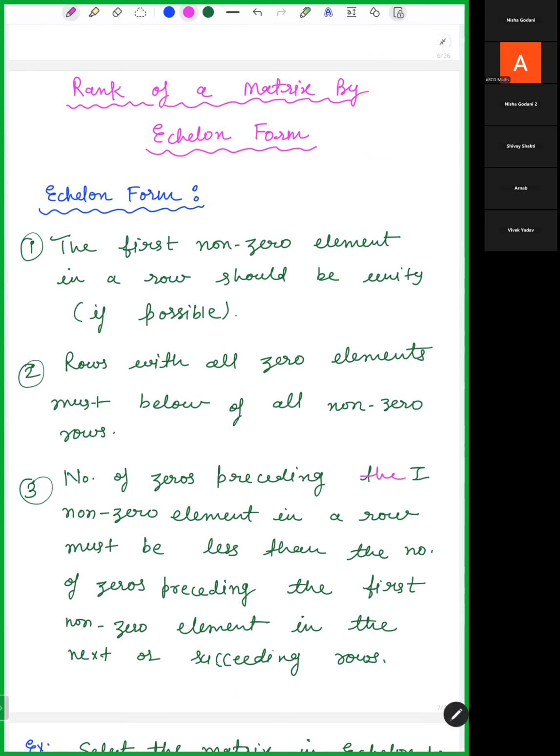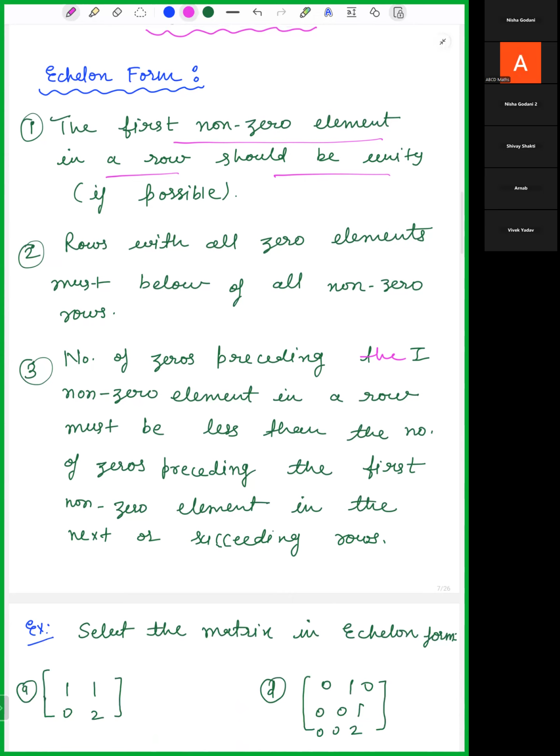The first point is that the first non-zero element in a row should be unity, should be 1 if possible. It is not compulsory to have it 1, but if it is 1 then okay, otherwise it will still work. So we try to make the first non-zero element in a row 1 if it is possible. The benefits of making it 1 you will learn when you study echelon form. Another point is that rows with all zero elements must be below all non-zero rows.